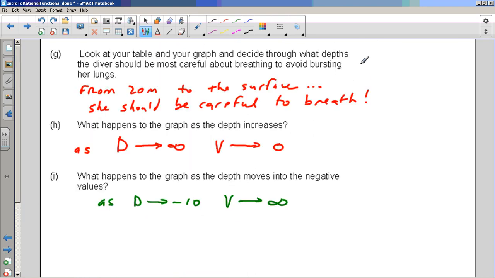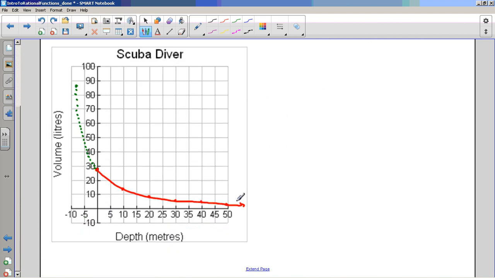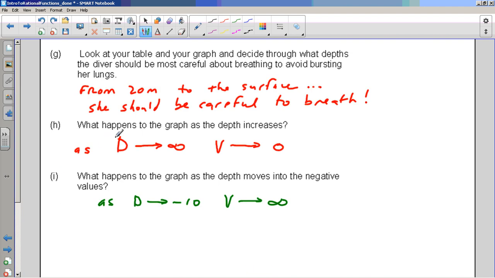Look at your table and your graph and decide through what depths the diver should be most careful about breathing to avoid bursting her lungs. It says from 10 meters, 20 meters to the surface. No, notice from 20 meters to the surface, 60 meters down, she took a breath, and that was 4 liters. But as she gets close to the surface, look how fast the volume in her lungs is increasing. Quite quickly, as she gets closer to the surface, she needs to sort of reset the volume in her lungs by taking a breath. And this is the idea of, I don't know if we have any scuba divers in the crowd, but they say you have to watch you don't come up too fast or you'll get the bends. And that's what this is about.